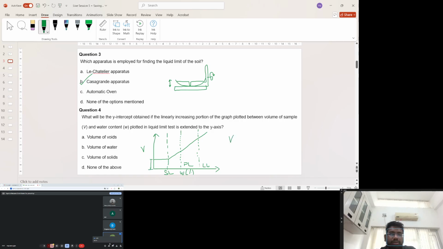the volume of solids plus volume of voids. When you start decreasing the water content from the shrinkage limit, the volume of voids will be volume of water plus volume of air. It is a partially saturated system, and as we decrease it, at this point it gives the entire volume of solids.